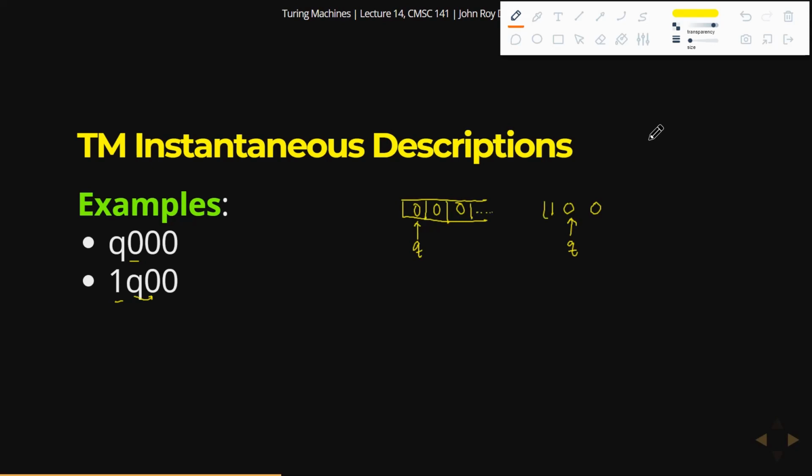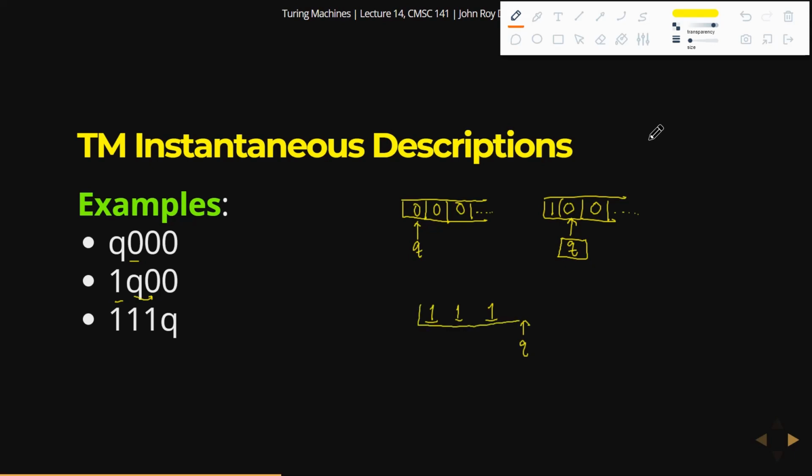Dot, dot, dot. Same thing here. Okay? So the current state is Q and the current tape head is pointing at 0. Finally, how about if you have 111Q? Well, if that's the case, then you have 1, 1, 1, and then Q is right here.